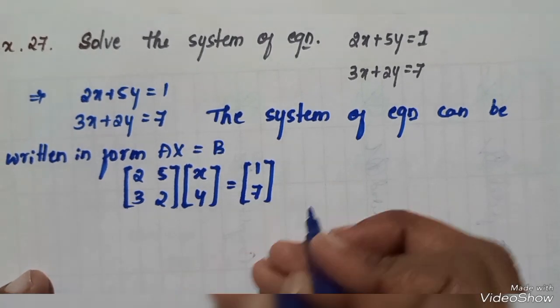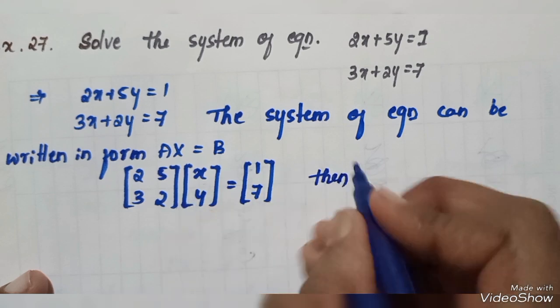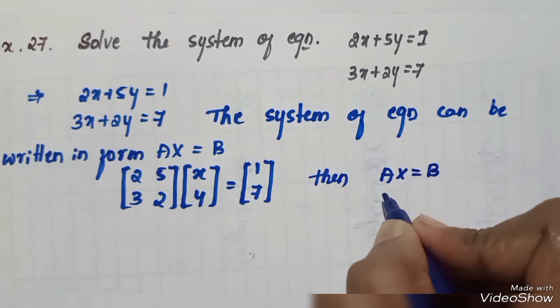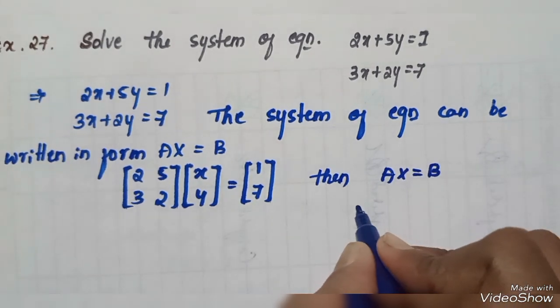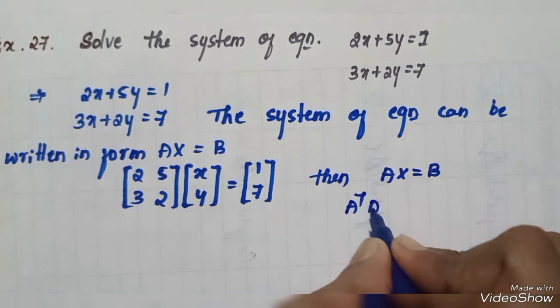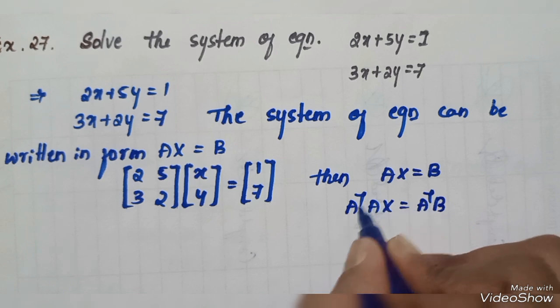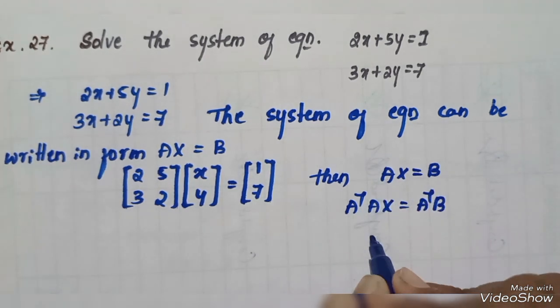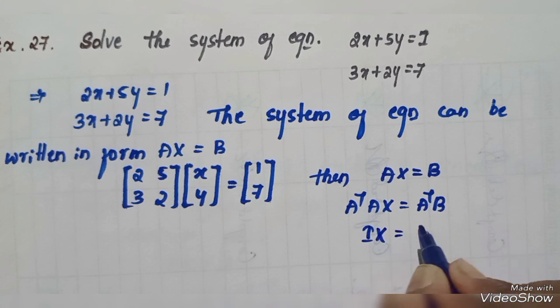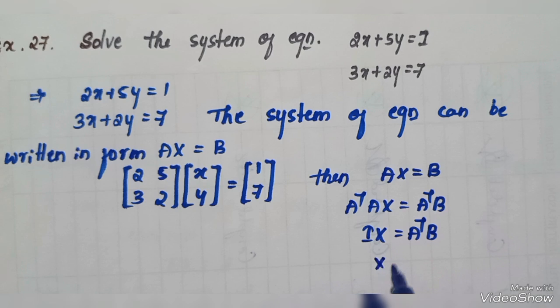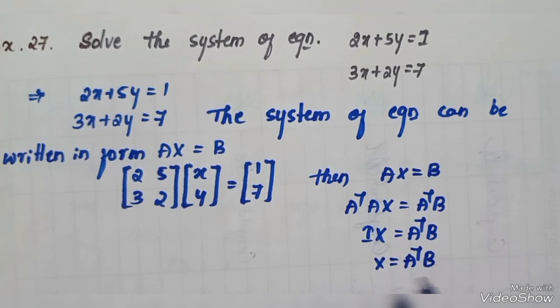Then we solve Ax is equal to B by multiplying by A inverse. That is A inverse into A x is equal to A inverse into B, because I am multiplying A inverse on both sides. A inverse into A is the identity matrix, so identity matrix into x is equal to A inverse into B. Again the x matrix equals A inverse into B. We want A inverse B.